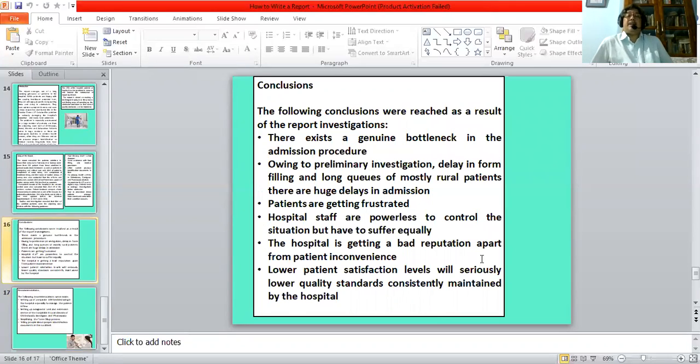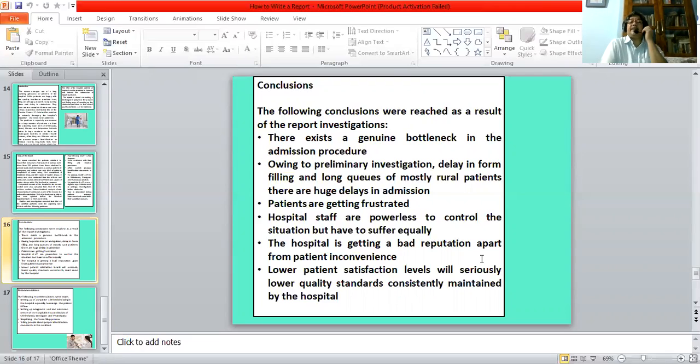Then we come, of course, to the conclusion of the report. The following conclusions were reached as a result of the report investigation. There exists a genuine bottleneck in the admission procedure. Owing to preliminary investigation, delay in the form filling and long queues of mostly rural patients, there are huge delays in admission.